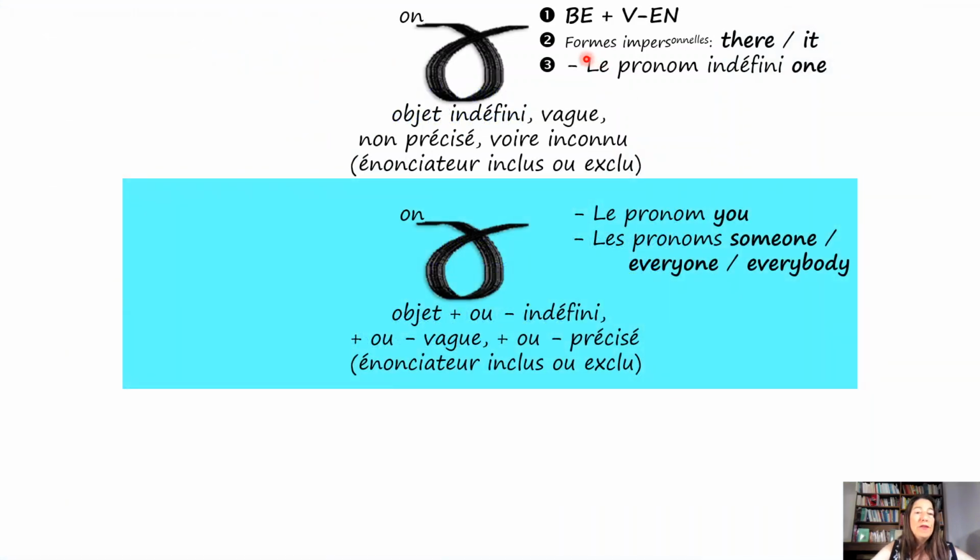So the third possibility to translate on is a series of pronouns with one that's very formal, you that's informal, and then someone, everyone, everybody, nobody, anybody, and all those pronouns here that can be used to refer to on when its meaning is vague, but not as vague as in the first category.